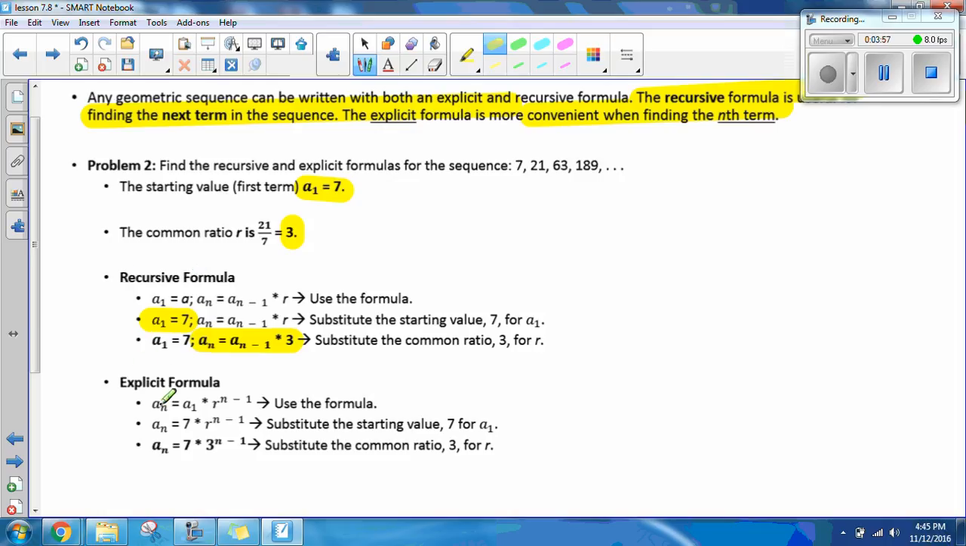For our explicit formula, we only need to use that one formula. So our a sub 1, which is our initial point, is 7. We're going to substitute that in. Our common ratio is 3. We'll substitute that in for r. So our explicit formula is a sub n equals 7 times 3 to the n minus 1 power.